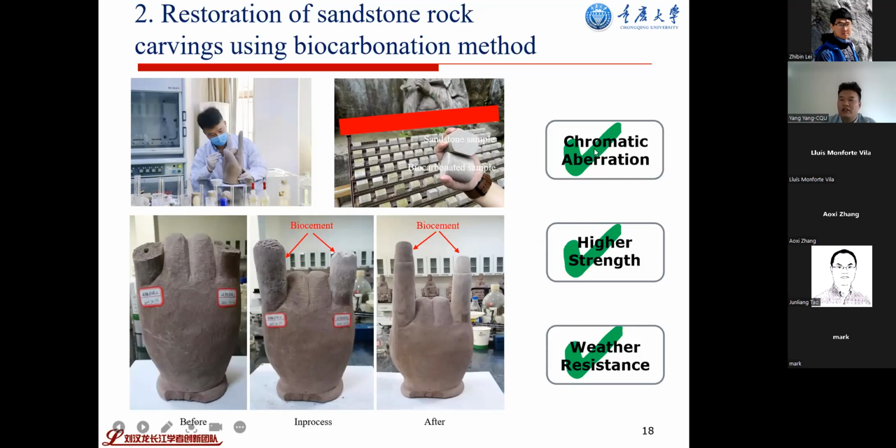The first is simply the color difference. The second one is strength. The last one is weather resistance. Actually, we also have a lot of data, but due to the time limitation, I didn't put it here. If anyone is interested, I can talk about it.